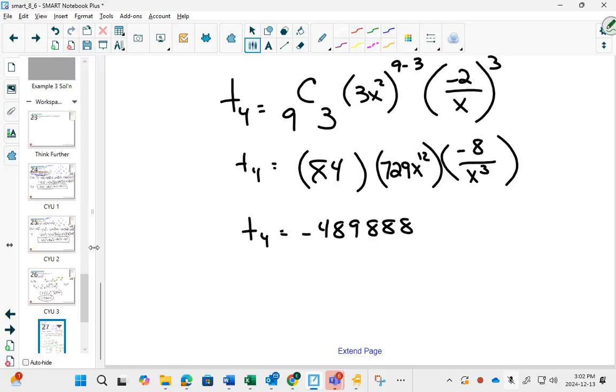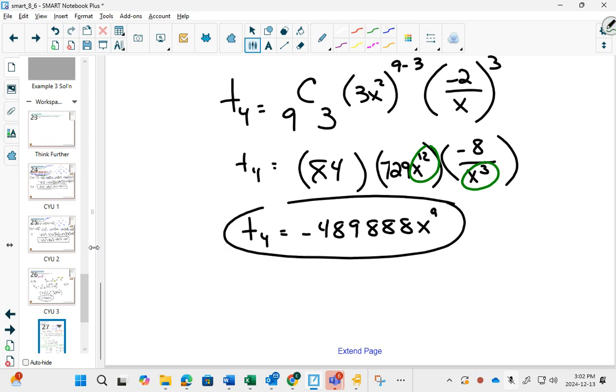And then do you see that your x to the 12 up top and x to the 3 on the bottom simplifies nicely to that x to the 9, and that's what we wanted, to find the term containing x to the 9.